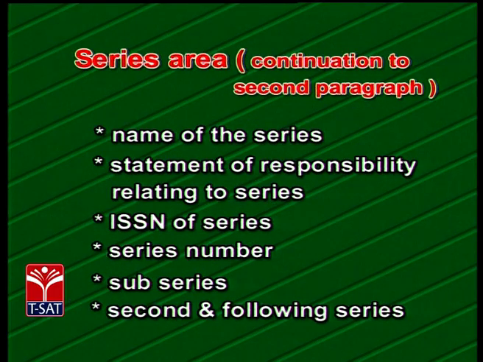And after the physical description area, the next area is the series area. In the series area, first the name of the series will be given. After the name of the series, the statement of responsibility relating to that particular series will be given, and after that the ISSN number, next the series number, and after that if there is any subseries, then details about that subseries, and after that if there is more than one series for that particular document, then the second and subsequent series details will be given next.